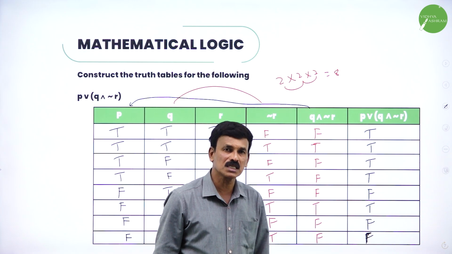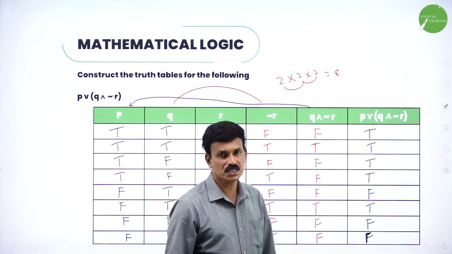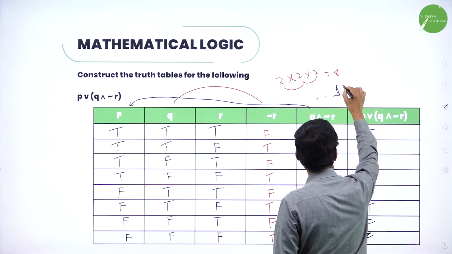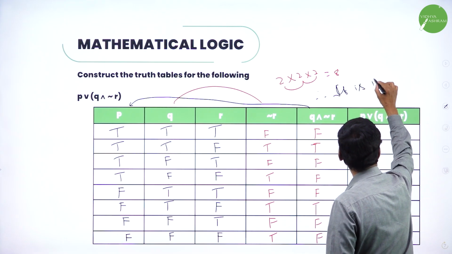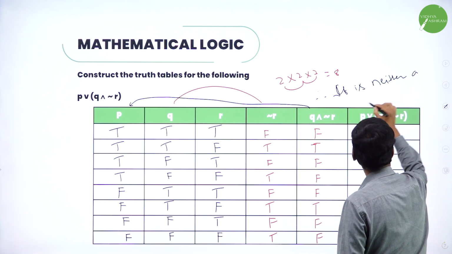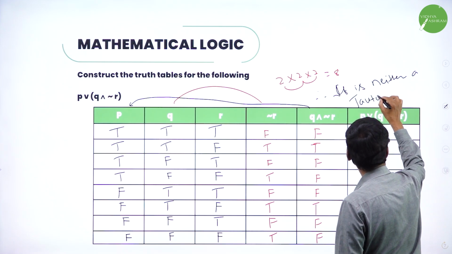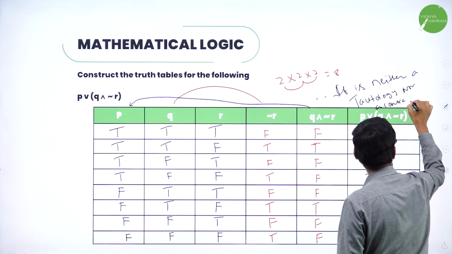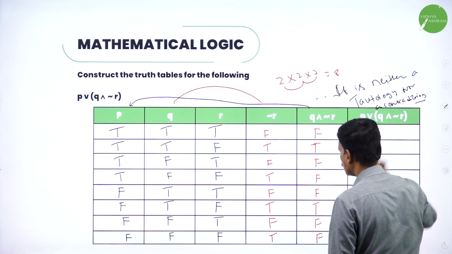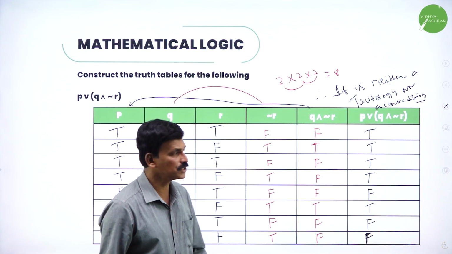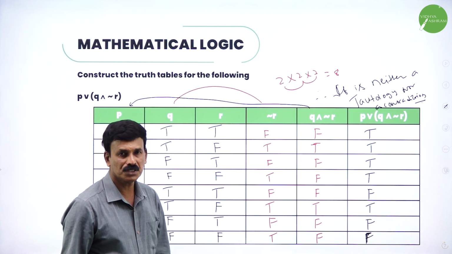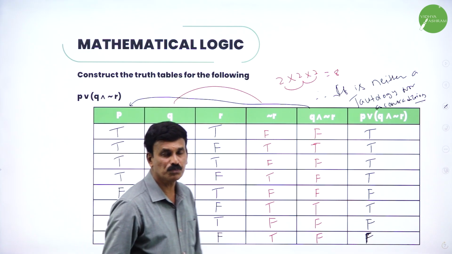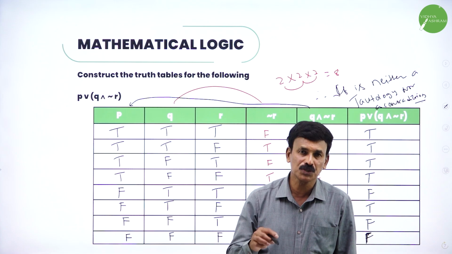So, therefore, what do you say? This is neither a tautology nor a contradiction. So this is not a contradiction, not a tautology. This is neither a tautology nor a contradiction. That's it. So this is how we are going to construct the truth table for the given compound proposition based on the values of P, Q and R.